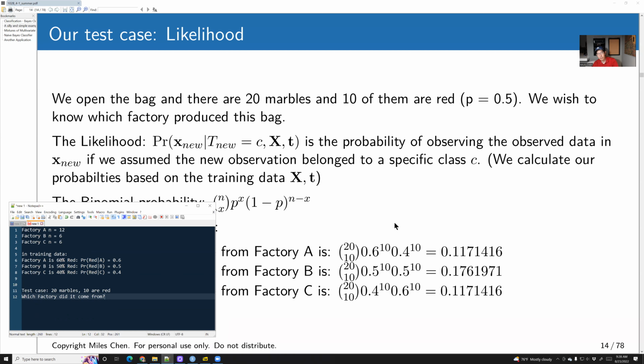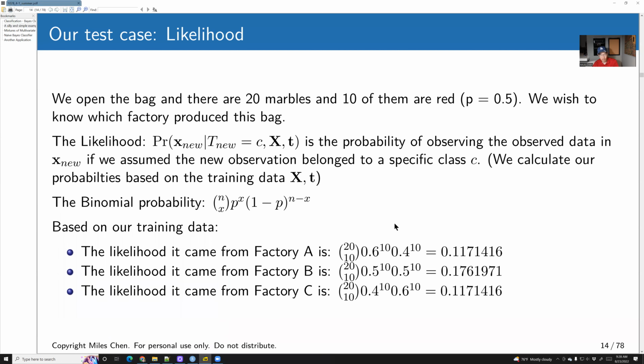So first, we're going to find the likelihood. The likelihood is asking the question, what's the probability of getting our data if we assumed it came from this factory, or if it belongs to this class? So what is the probability that I would get 10 red marbles if I assumed it came from factory A? What is the likelihood I would get 10 red marbles if it came from factory B? What's the likelihood I would get 10 red marbles out of 20 if it came from factory C?